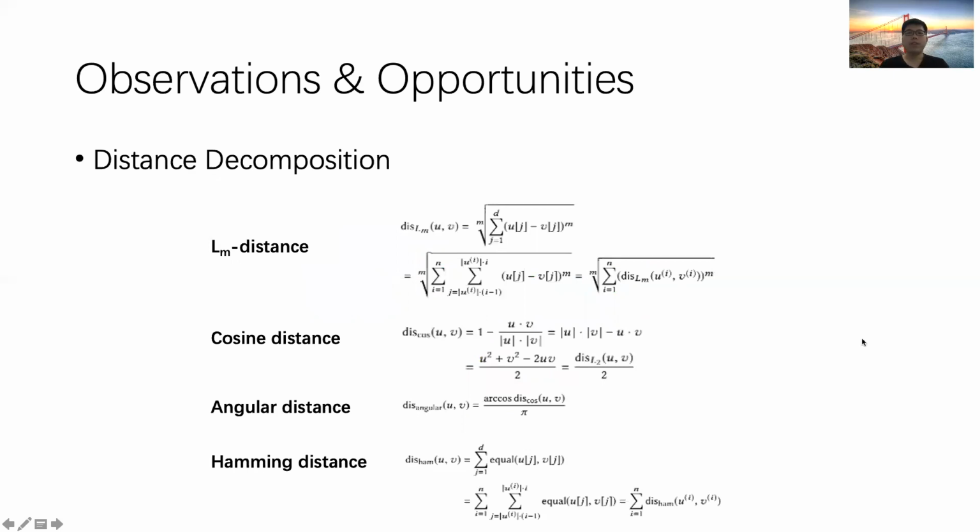We put 4 different distance functions here to show that the distance of two vectors u and v can be expressed as the sum of distances of segments from u and v. For example, the L1 and L2 distance is the harmonic mean of distances of segments. The cosine distance of normalized vectors is half of the L2 distance. The angular distance is the angle of the cosine distance. The Hamming distance is the sum of Hamming distances of segments.